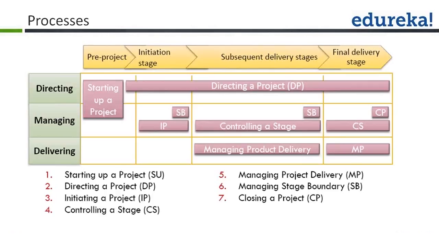The purpose of this process is to provide a roadmap for execution of the project by providing detailed understanding of the business case, work to be done, and products to be delivered. The key output of initiating a project process is project initiation documentation. This is also called as PID, which is a roadmap for the delivery of the project.